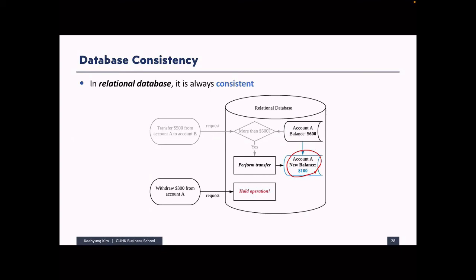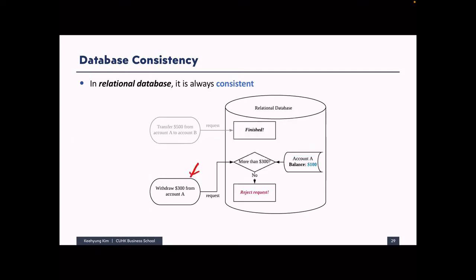While doing that, we hold the second operation because the first operation is still performing. And when it is done, we start the second operation. The second operation is withdraw $300 from account A. So we check whether there is more than $300 in account A, and there is not enough money because we just finished the transfer. Then we reject this request. So that's what a relational database does, and that's what a financial system does. In this case, consistency is very important. We have to know exactly how much money is in the account before we perform the transaction. So that's very important.